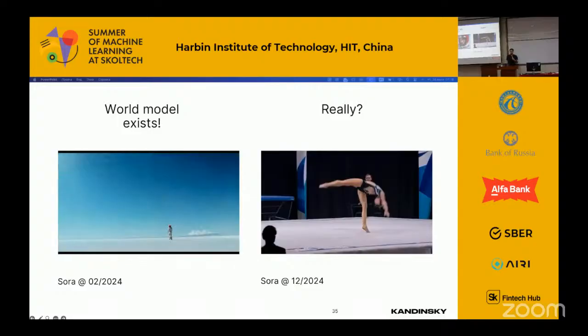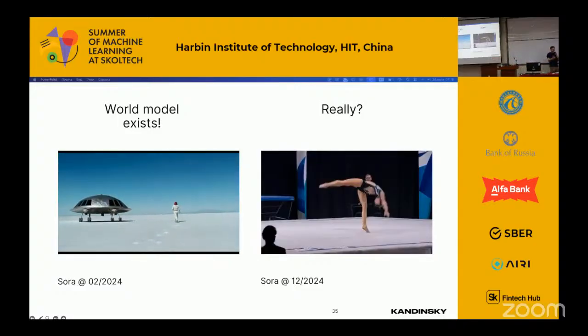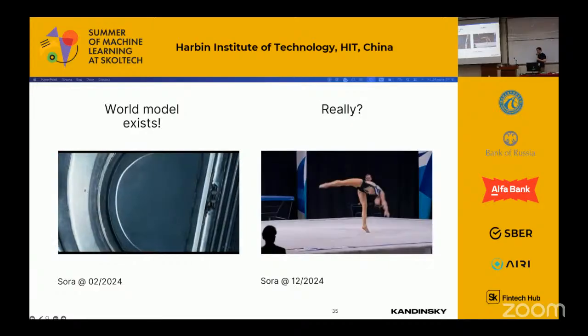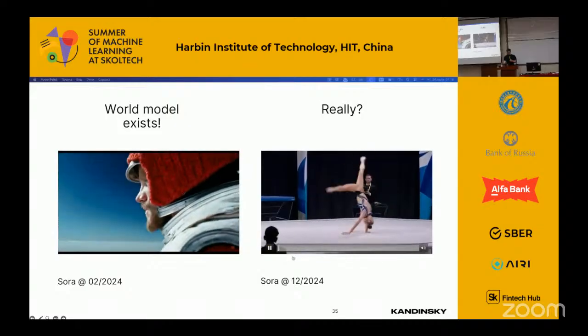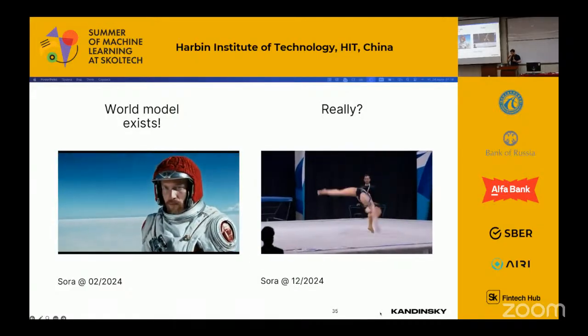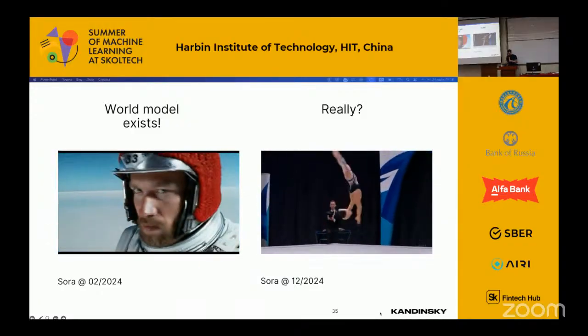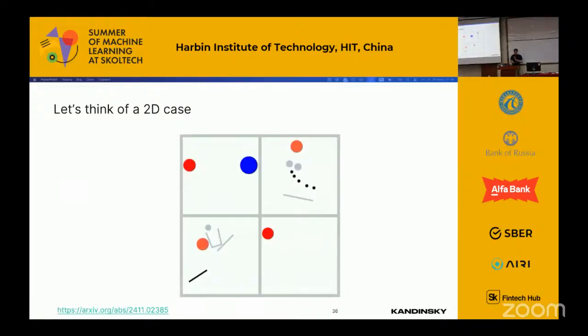I showed you the SeeDance examples and so on. It's really nice. It's much better. But Sora from December of 2024 was like that. So there are a lot of questions about the physics.